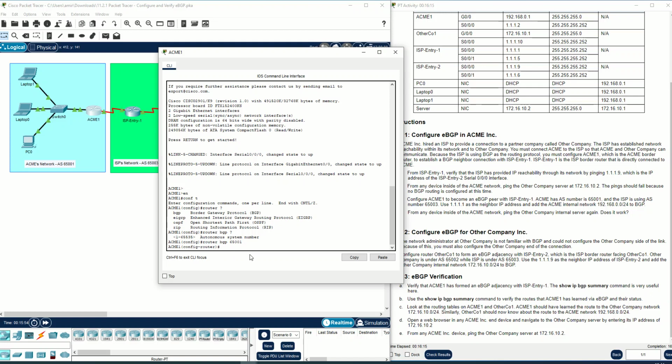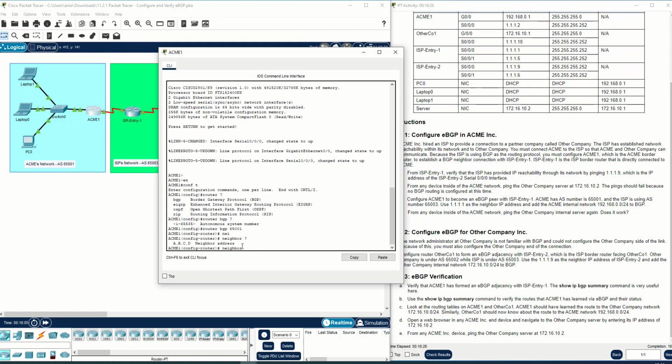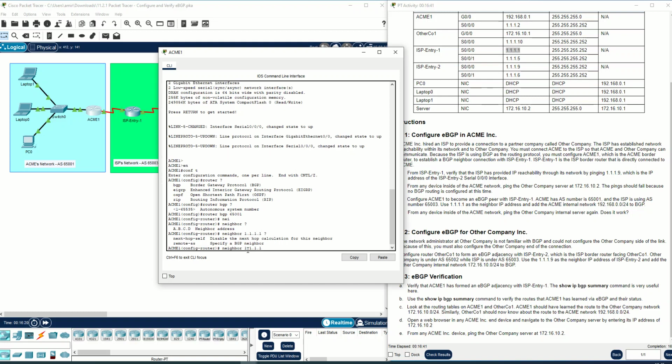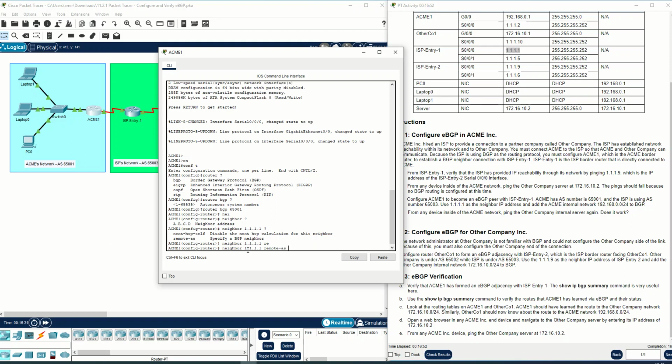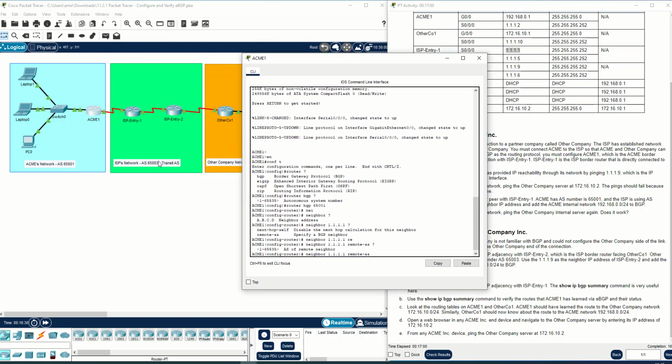The next step, you should define the neighboring BGP. How? You can write here, what is my neighbor? This is a comment. And what is the neighbor address? The neighbor address, as you can see here, is the IP address for Serial 0/0/0. After that, you need next hop self or remote AS. We want to use remote AS because we have another AS here. And what is the AS of the remote neighbor? The AS of the remote neighbor is here, 65003. It's very, very simple.